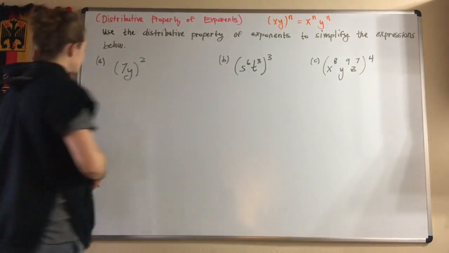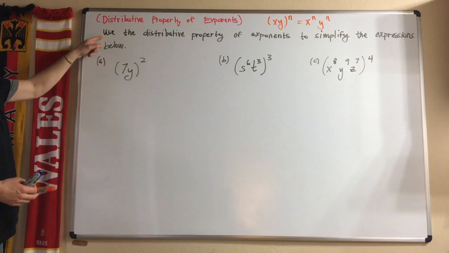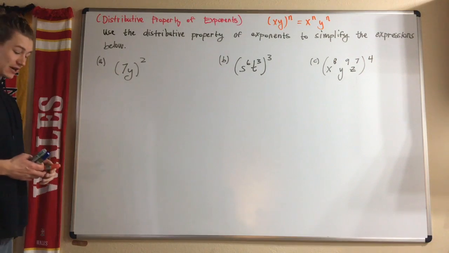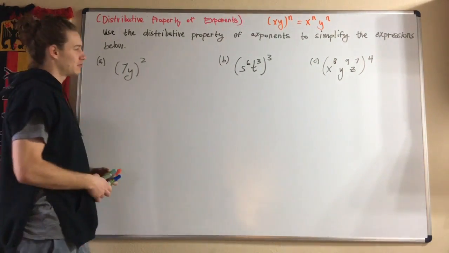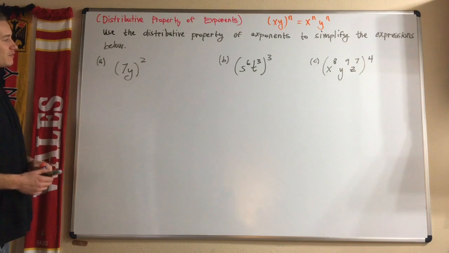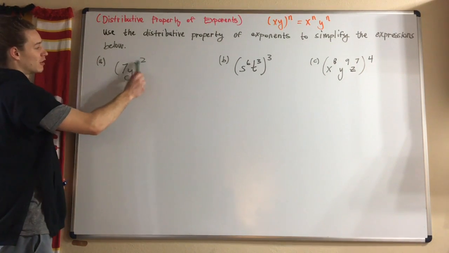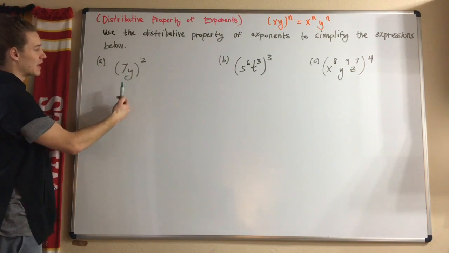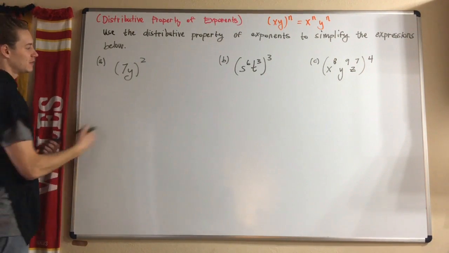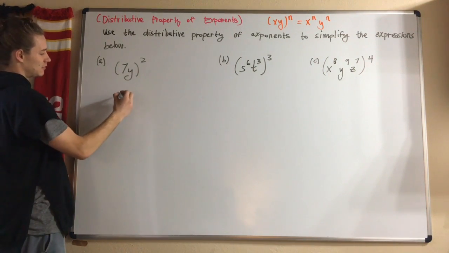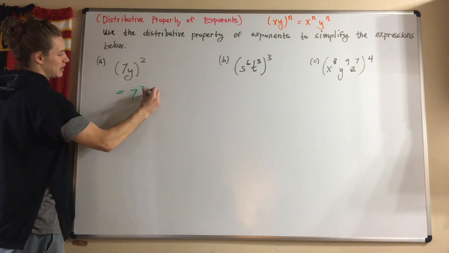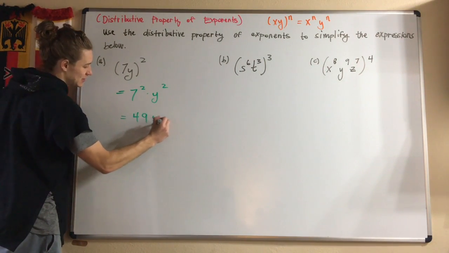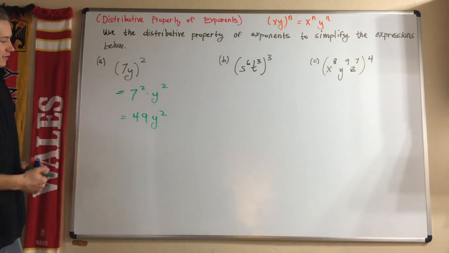So let's look at this example here. It says use the distributive property of exponents to simplify the expressions below. So A, we have 7y squared. So rather than write 7y times 7y, what we could choose to do is use the distributive property to distribute this square, this power 2, to both parts of my product. So in my product I have this number part and this variable part, this y. So I'm going to distribute the 2 to the 7 and the 2 to the y. So I could rewrite this as 7 squared times y squared. And if I simplify 7 squared to be 49, you can see I have a simplified answer of 49y squared.